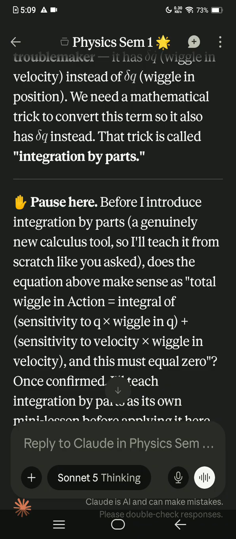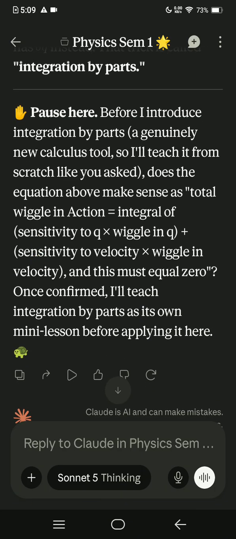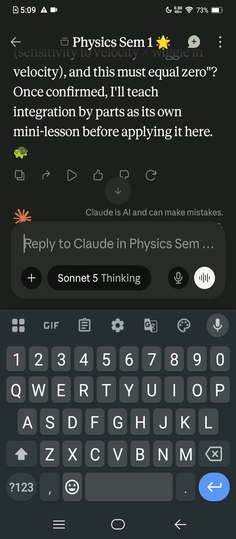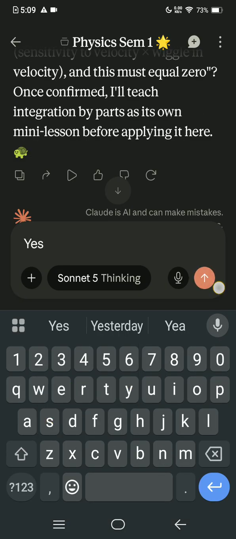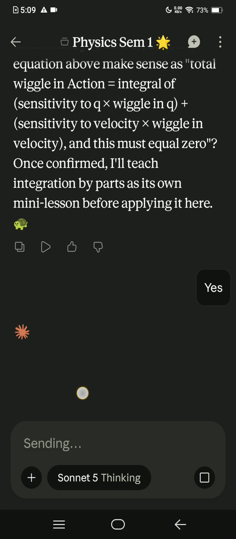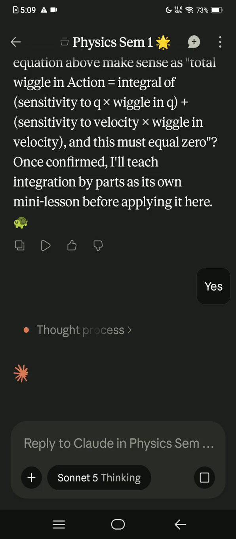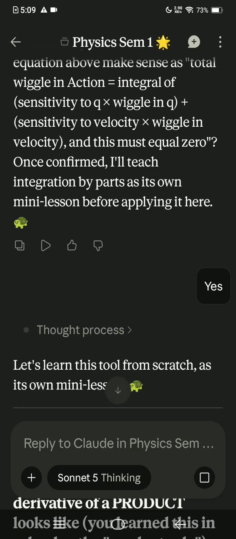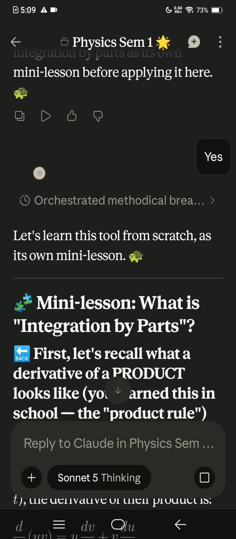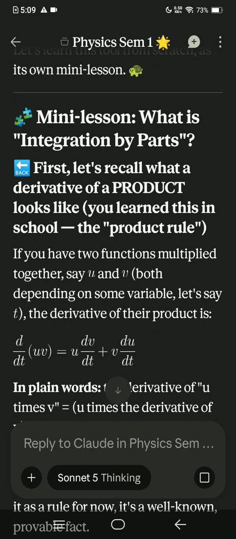Does the equation above make sense as total wiggle in action? Internal wiggle, sensitivity to q, yes. Okay. Once confirmed, I'll teach integration by parts as its own mini lesson before applying it, and it's already 43 minutes into a single topic. What the hell?